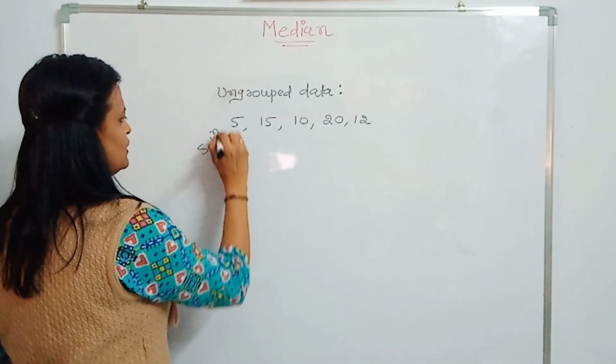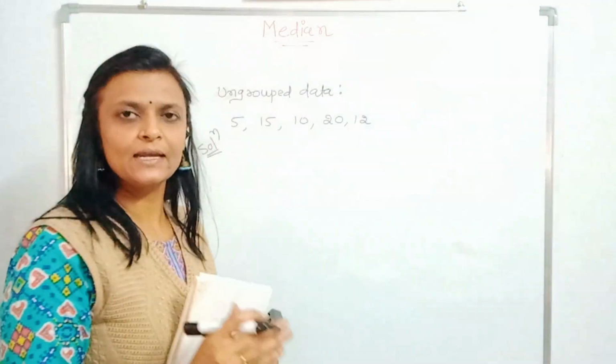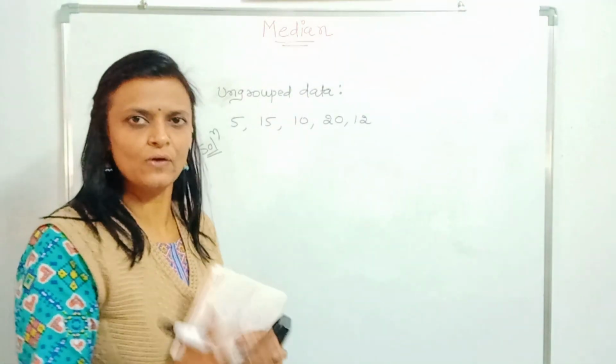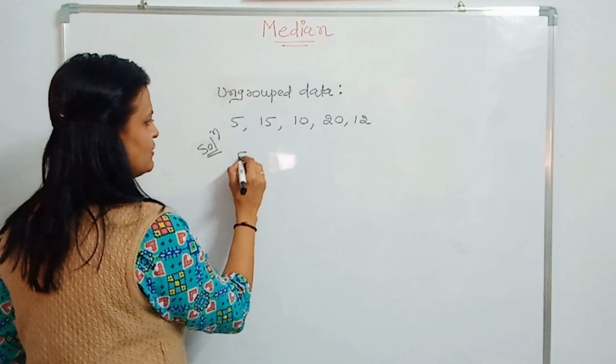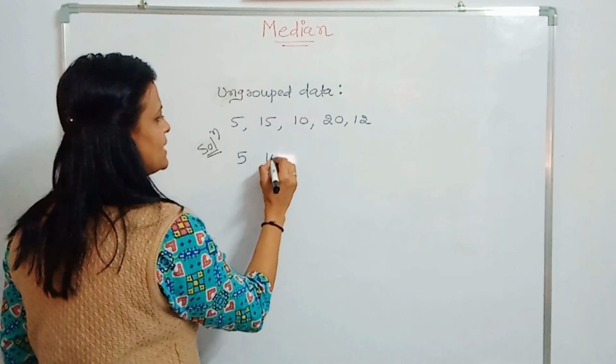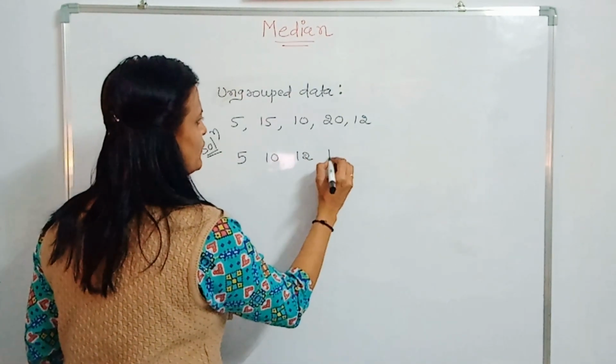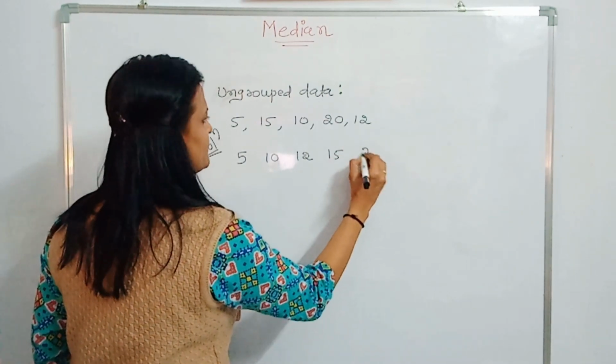So to find the median of this data, first of all, we need to arrange this data in ascending or descending order. So let us arrange this data in ascending order. 5, 10, 12, 15 and 20.